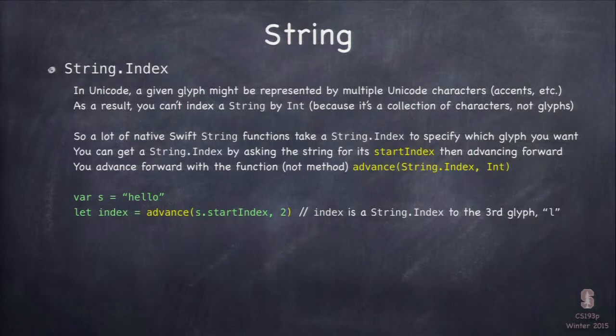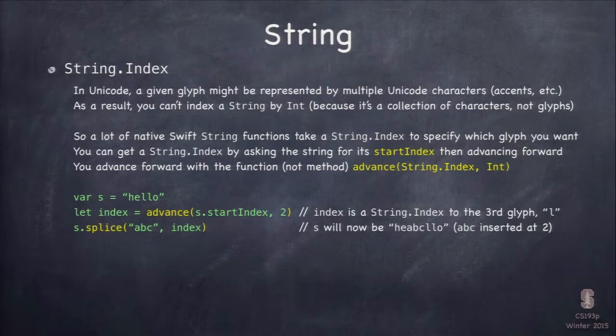And again, if that was E accent aigu, it would have gone forward 4 Unicode characters, but only 3 to the third glyph as you perceive it. So now that I have a pointer to that L, I could use, for example, a nice string function called splice. Splice is just like the splice in array. It will splice a string into the middle of another string. I'm going to have it splice at that index, and that's going to make it be HE-ABC-LLO. Splice the ABC right into the middle there. So the start index is the magic behind making that work.